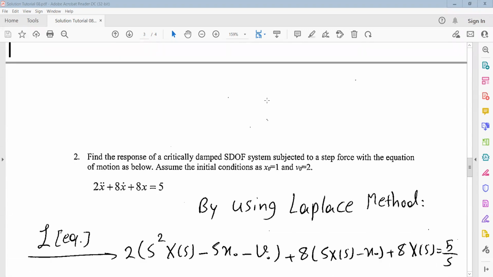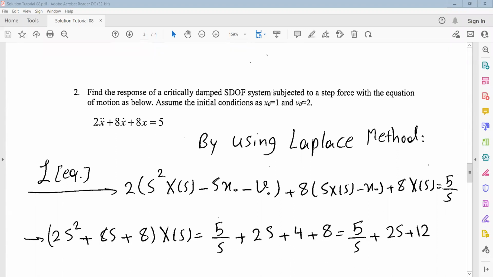The next problem, we want to find the response of a critically damped SDOF system subjected to a step force with the equation of motion as below. Assume the initial conditions as x naught is 1 and v naught is 2.